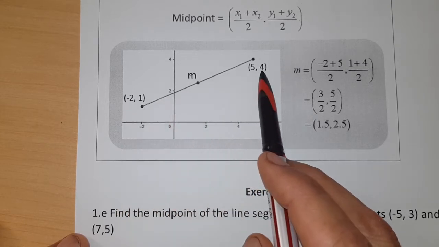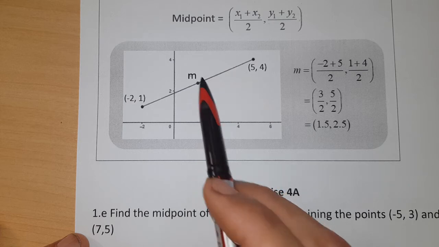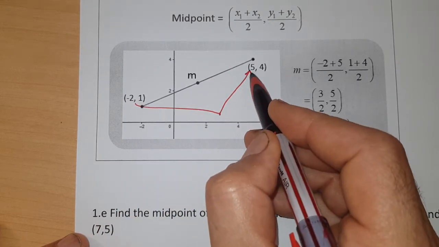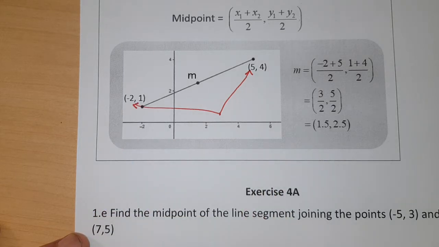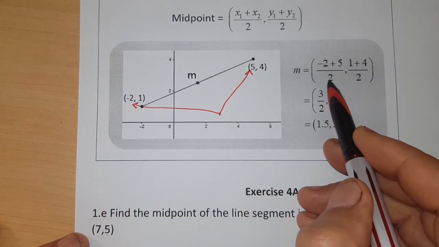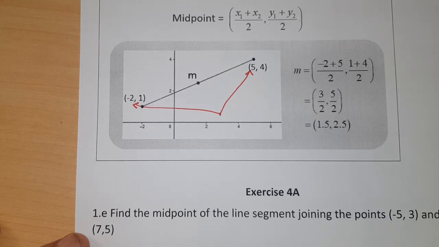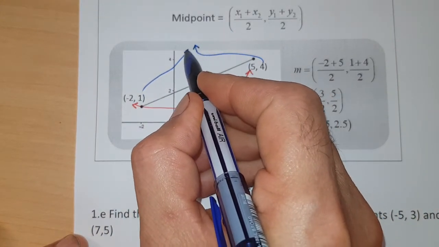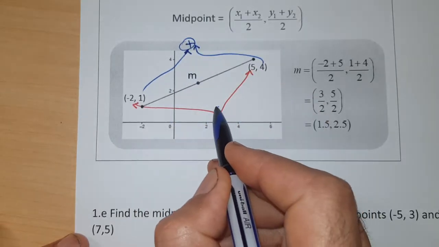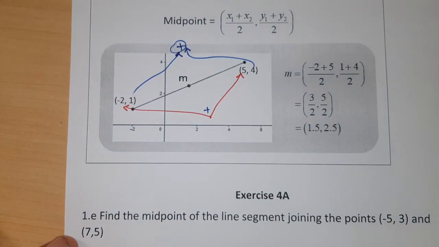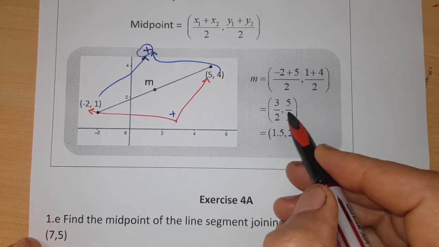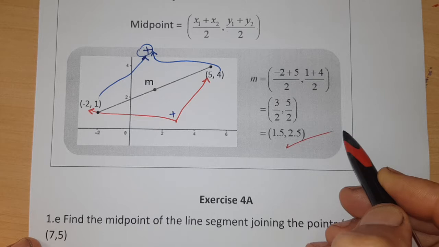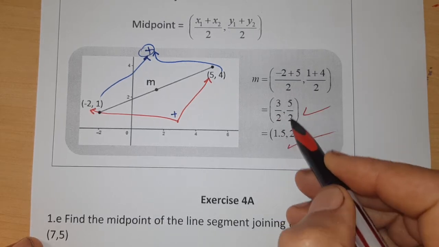Negative 2 and 1, and 5 and 4. What is the midpoint M? Simply just add the x's together, the 5 and the negative 2, the x coordinates: negative 2 plus 5 over 2. Then add the y's together, the 1 from this point and the 4 from this point, and then divide by 2. Very simple. 3 divided by 2 is 1.5, 5 over 2 is 2.5. You can leave it as 3 over 2 and 5 over 2, no problem.